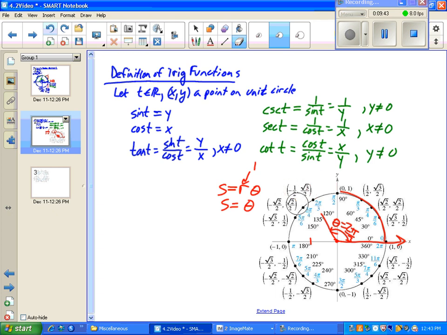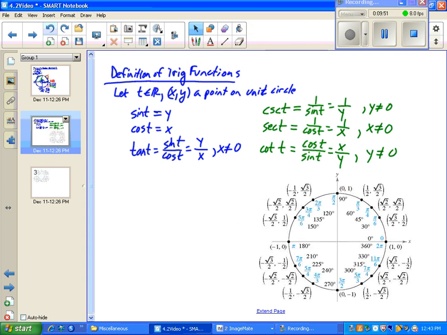Okay, so let's go ahead and do some problems here. This will sink in a little bit better. You're looking up above at these 6 trig functions.